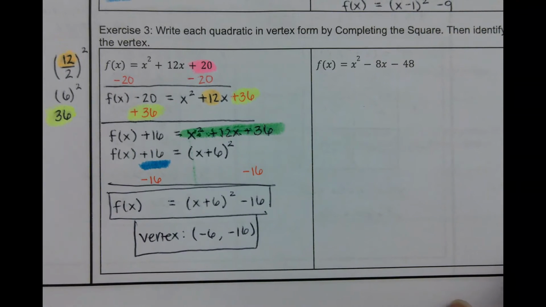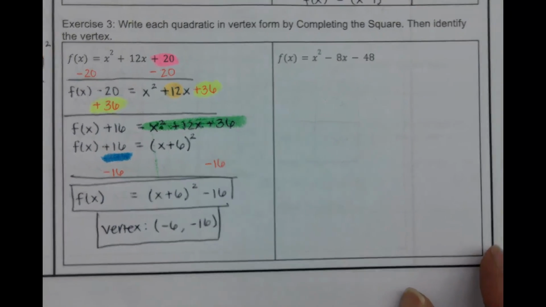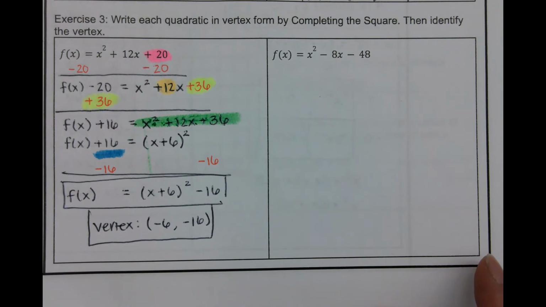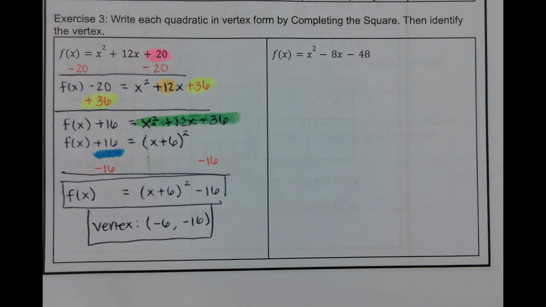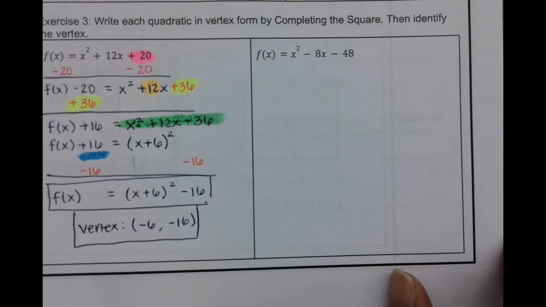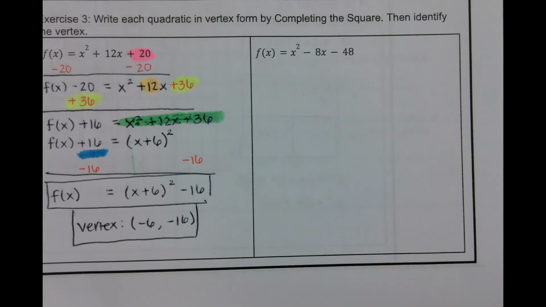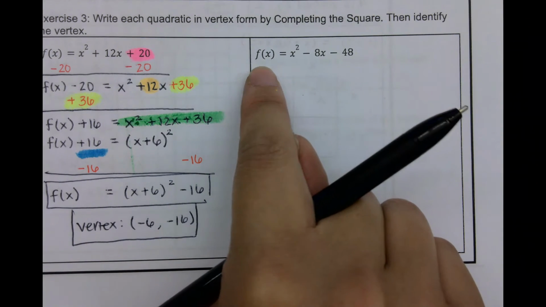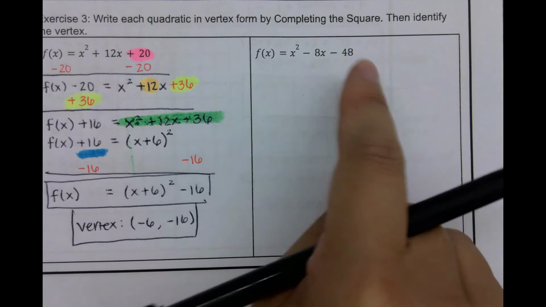And so we're going to follow the exact same steps. Changing things into certain forms with completing the square is quite common. We do it in geometry to write our equations of circles. You do it in Algebra 2, and you do it in pre-calc as well. Okay. So here I have a quadratic. F of x equals x squared minus 8x minus 48.